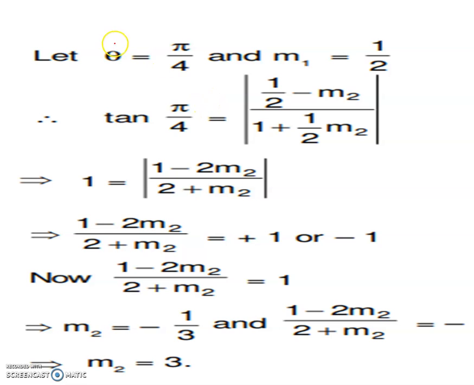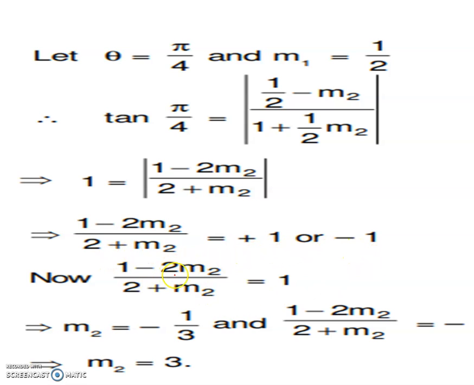If theta is equal to pi by 4 and m1 is equal to minus 1 upon 2, we have tan theta is equal to m1 minus m2 upon 1 plus m1 into m2. So that's why 1 is equal to 1 minus 2 m2 upon 2 plus m2. We have tan pi by 4 from the table of trigonometric ratios. It is 1. That's why we have to take the cross multiplication and compare. We have two options: 1 minus 2 m2 upon 2 plus m2 is equal to plus 1 or minus 1.